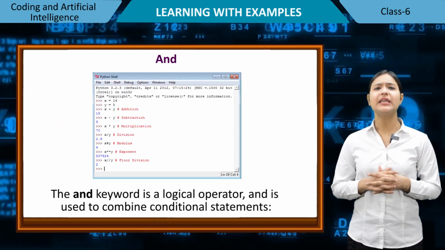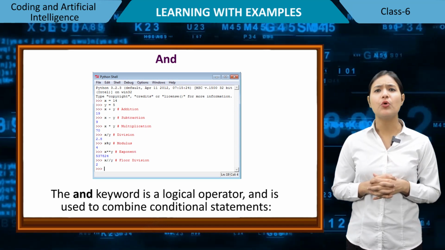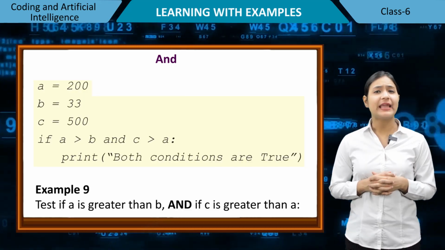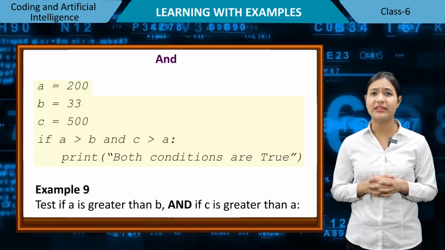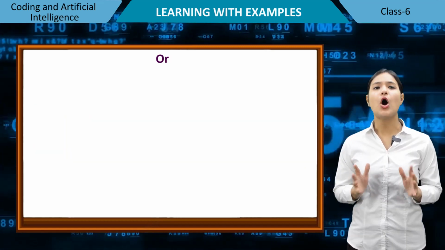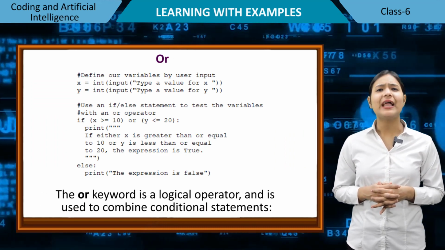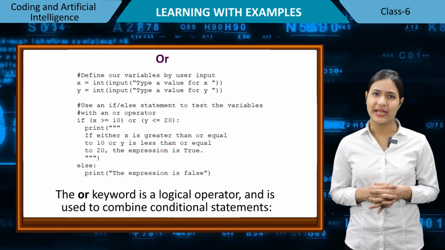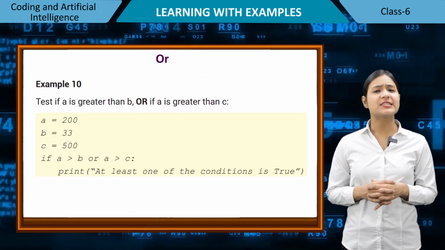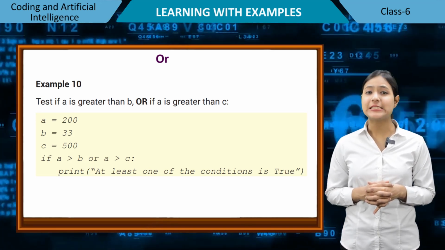And. The AND keyword is a logical operator and is used to combine conditional statements. Example 9. Test if a is greater than b, and if c is greater than a. Or. The OR keyword is a logical operator and is used to combine conditional statements. Example 10. Test if a is greater than b, or if a is greater than c.